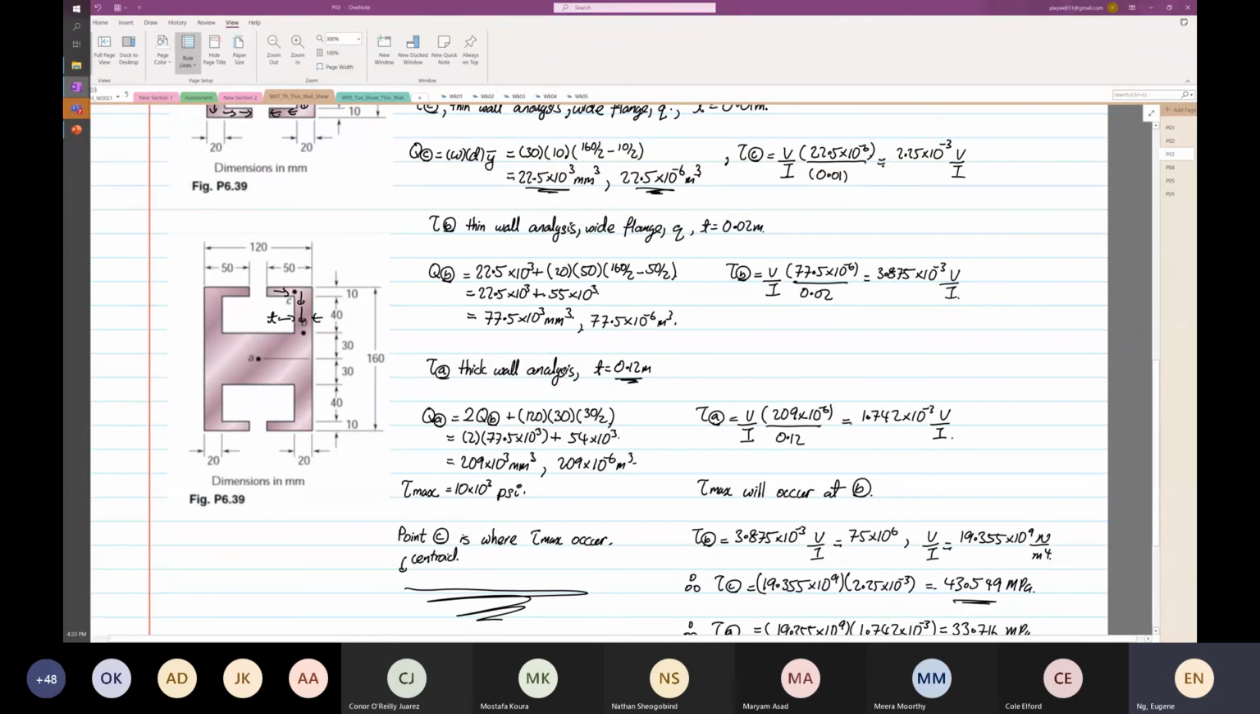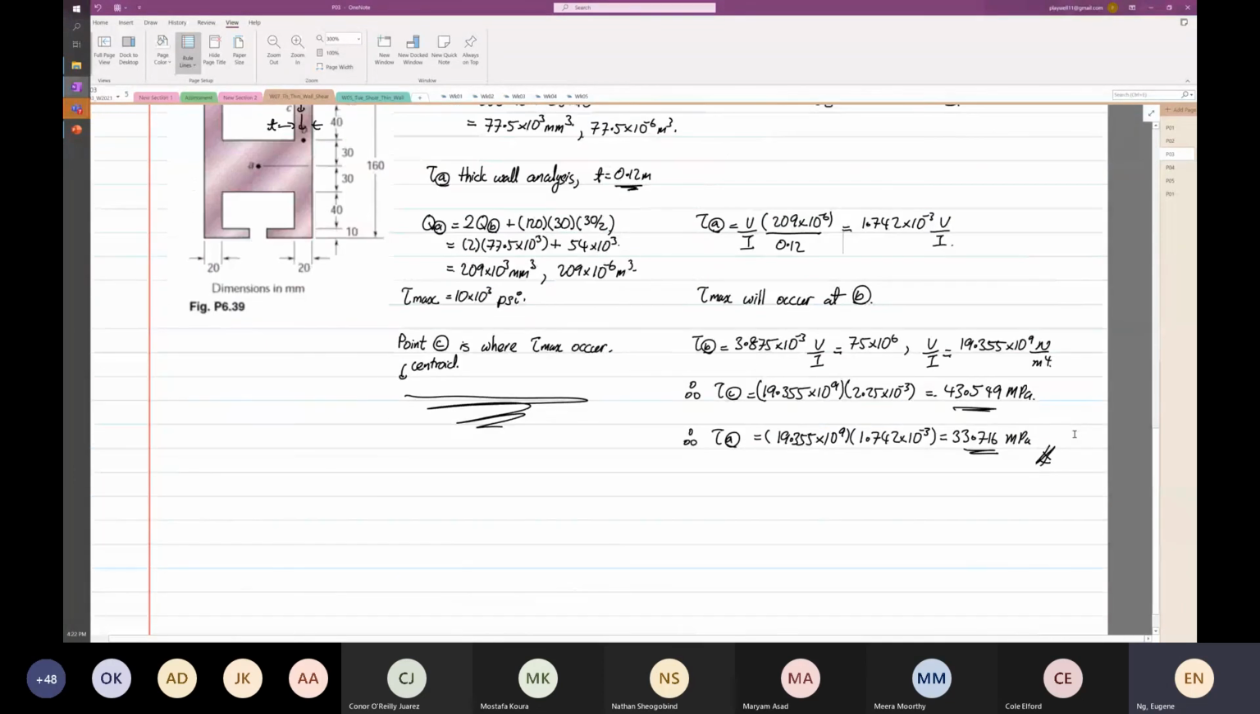Okay, end of lecture. So what you'll realize is thin wall analysis is not that difficult, is it? We just add on to our rules, yes or no? If that's the case, I'm going to end this lecture.